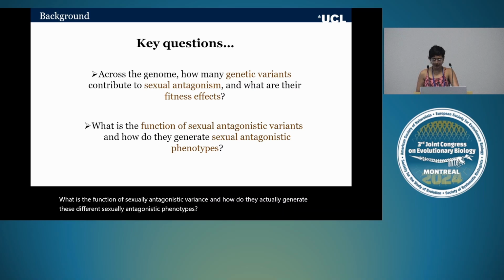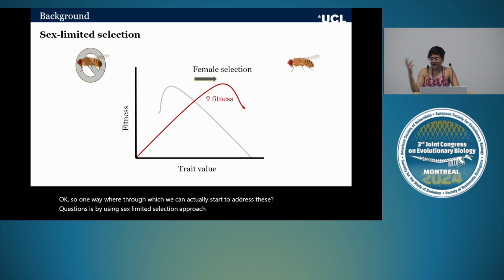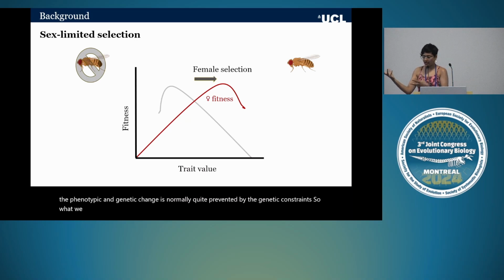Okay, so one way through which we can actually start to address these questions is by using a sex-limited selection approach. And the general principle for this is that the phenotypic and genetic change is normally quite prevented by the genetic constraints. So what we can do here is capture conflict by releasing constraint and allowing free adaptation in each of the two sexes.